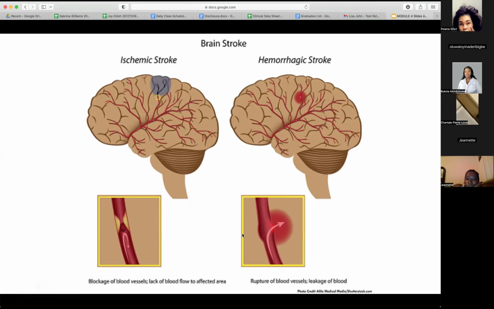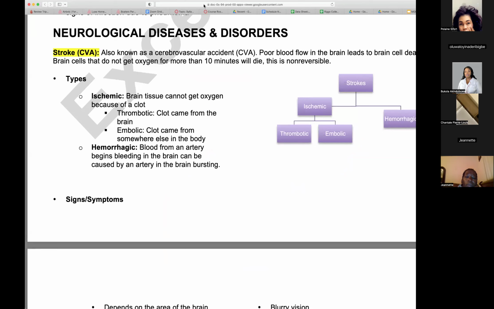Then we have hemorrhagic, where you can see the blood vessel has ruptured and it leads to bleeding. The blood is supposed to go up here to oxygenate brain tissue, but instead it's coming out. And this is going to do two things. One, we're going to have ischemia of the brain tissue over here, the tissue that wouldn't get enough oxygen. And two, this bleeding into the brain is going to cause a buildup of pressure, which is going to increase the ICP. And we learned a couple of classes ago how dangerous that can be.